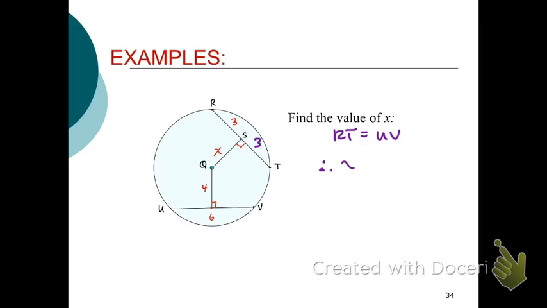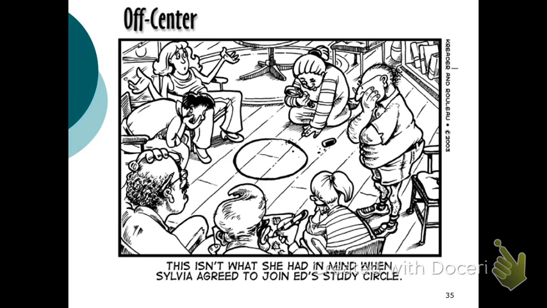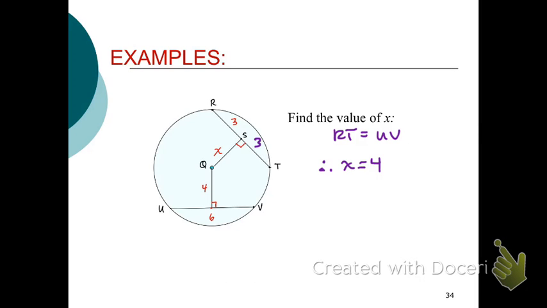And if the length of RT is equal to 6, then we know that x must be the same distance from the chord as UV is. Oops, too fast, sorry.